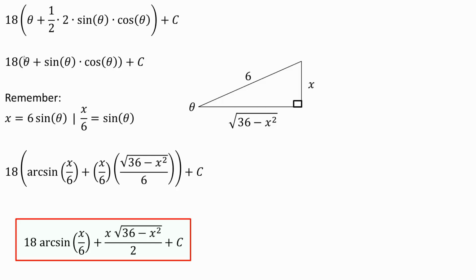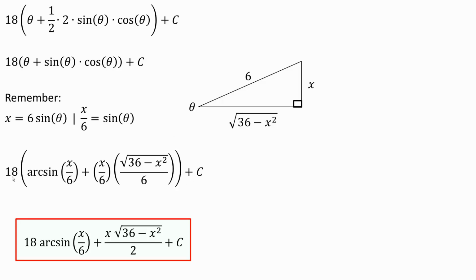So we have 18 parentheses. What's theta? Theta, we could say, is arc sine x divided by 6. Plus sine theta. What is sine theta? Sine theta, we said, was x divided by 6 times cosine theta. What is cosine theta? So adjacent over hypotenuse. So times parentheses the square root of 36 minus x squared divided by 6. And don't forget the plus c.